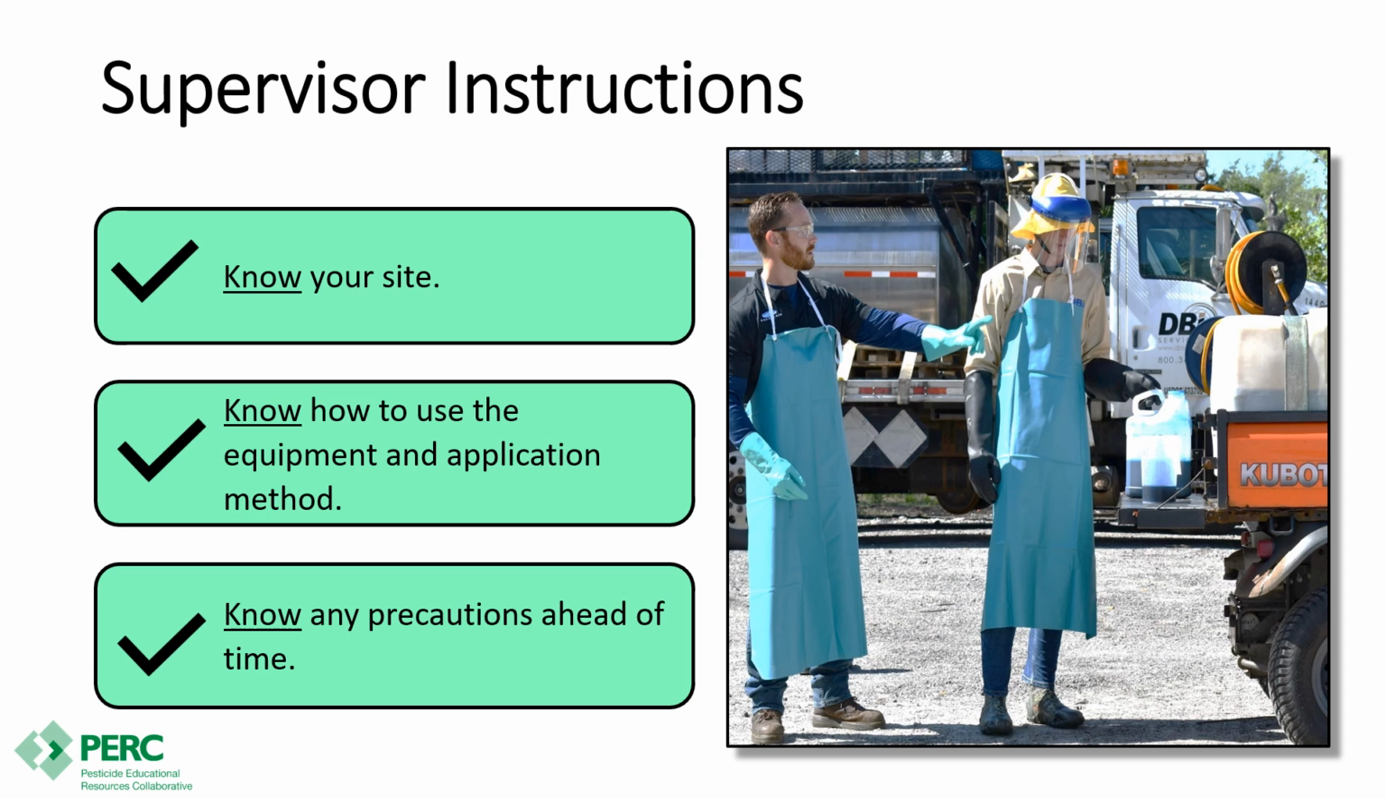In addition to the product label directions, your supervising applicator must also provide you with instructions specific to the site, the equipment you are using, method of application, and any precautions you should take to perform the application. These instructions must also include ways to reduce risk to the environment.